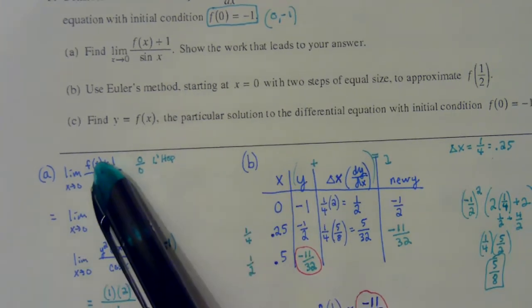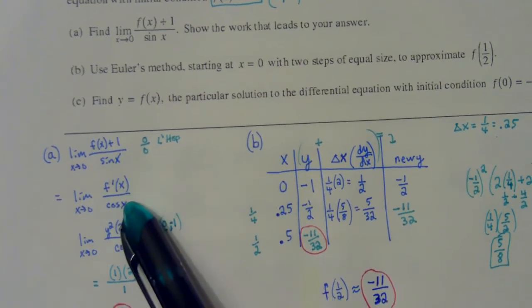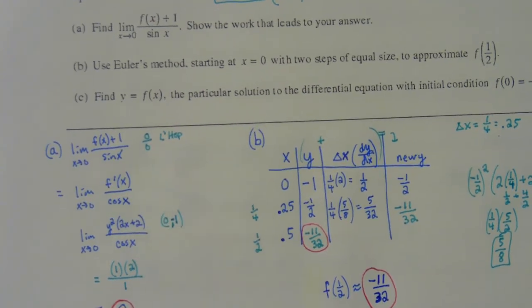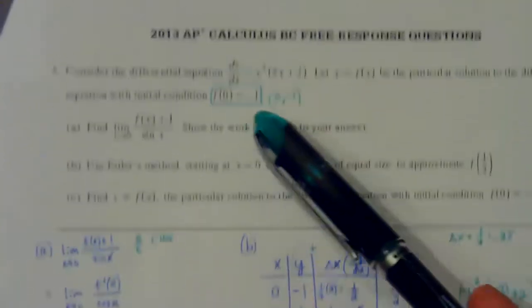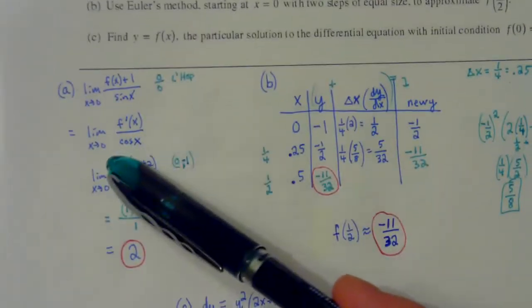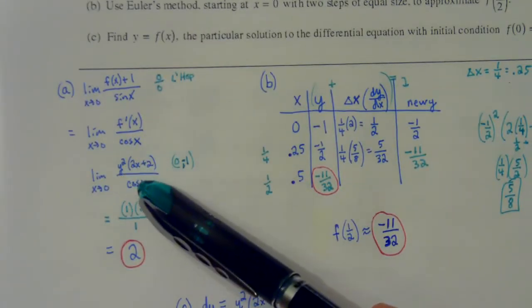So I do the derivative of the top: the derivative of f is f prime, the derivative of sine is cosine. Just do the derivative of the top and bottom, use that L'Hopital's rule. And then your derivative is the same thing as dy/dx. So they gave us the dy/dx, and I just wrote that function right there. And then I carried down my cosine.